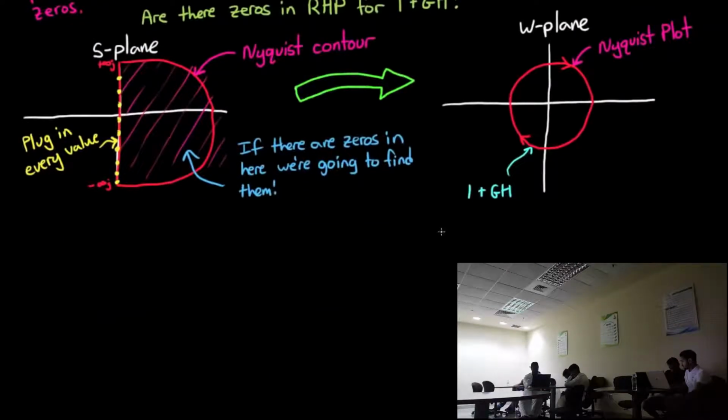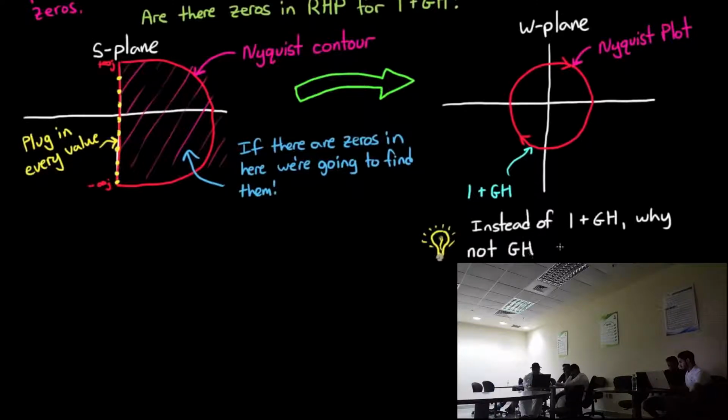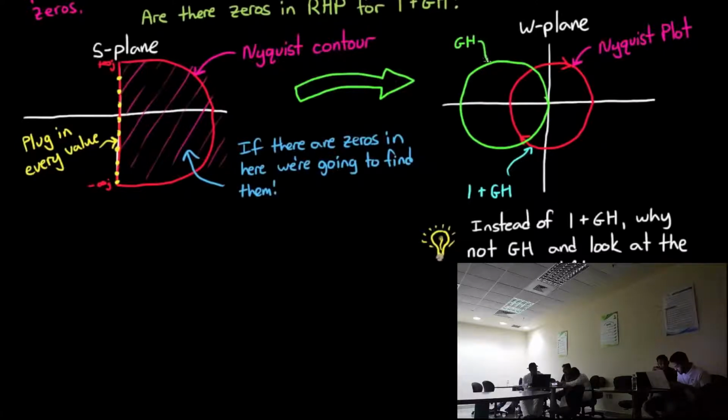To do this mapping, though, we need to find the plot for GH and then shift the entire plot to the right by 1. But this is kind of difficult because there's lots of curves and circles, so instead of shifting the plot to the right by 1, we shift the origin to the left by 1. And this is why we're concerned with how many times minus 1 is circled instead of how many times the origin is circled.